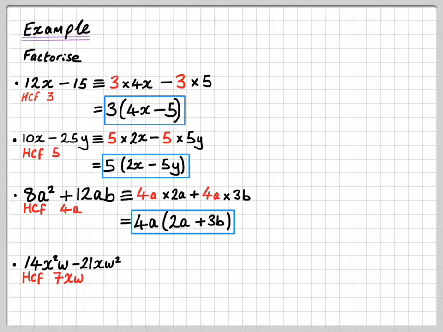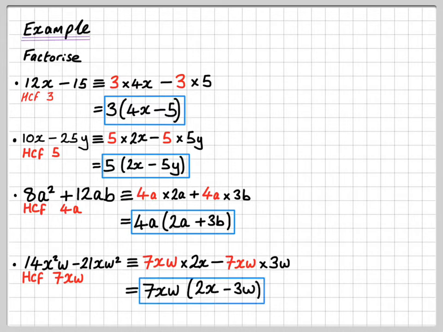Let's write this out, as we did above, to see why this is the case. Well, the first term, 7xw, could be multiplied by 2x, and you should be able to see now that that would give me 14x squared w. For the second term, to give me the 21xw squared, I can see that that's 7xw times by 3w. Now do pause here if you need to, and have a good look to make sure you're happy with this stage, and once you are, we can write down the final answer, and the job is completed.